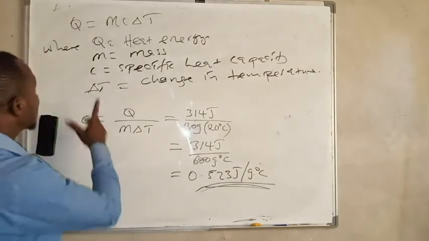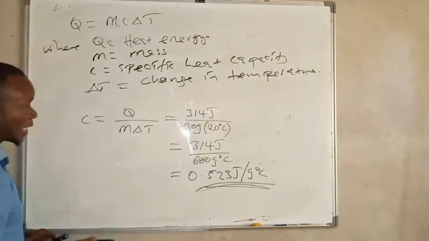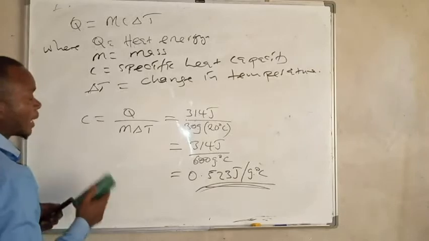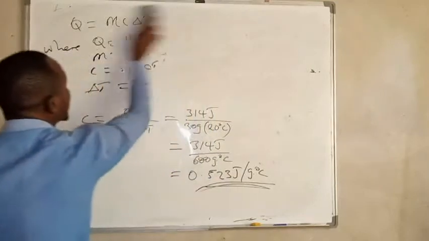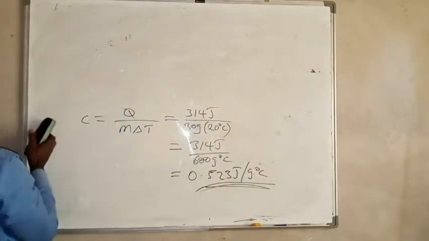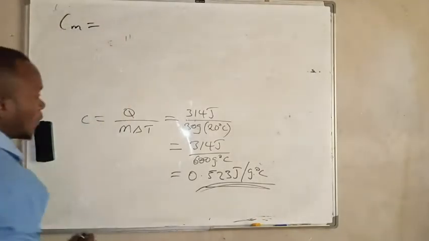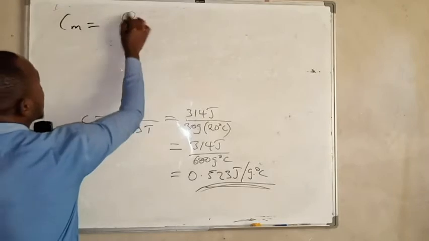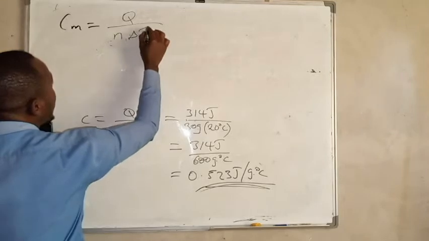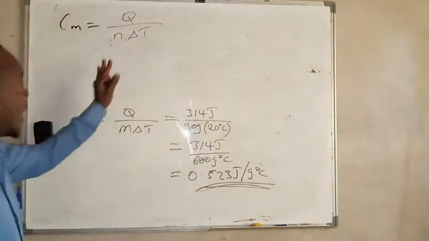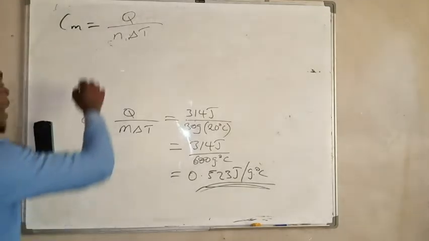The other question that follows is asking us to find the molar specific heat capacity. It is simply the same. So C molar, what we're going to have is Q over n delta T. This is the formula for finding the molar specific heat capacity, where n is equal to the number of moles.